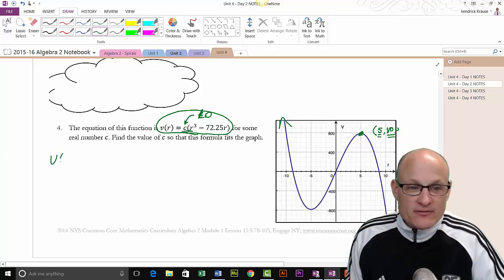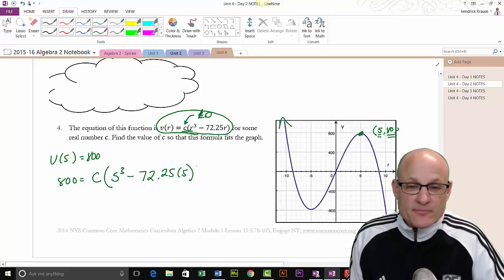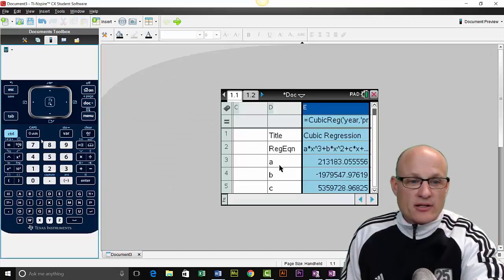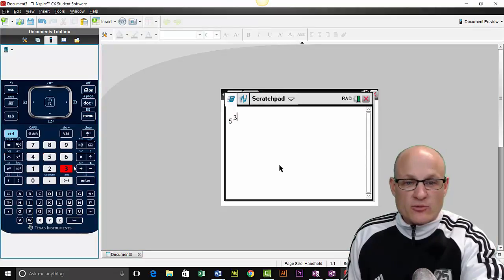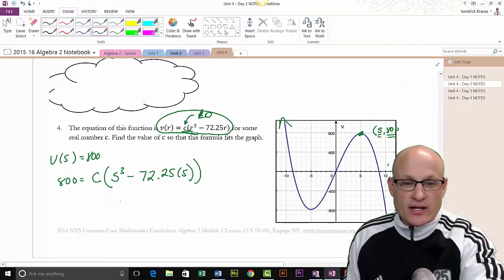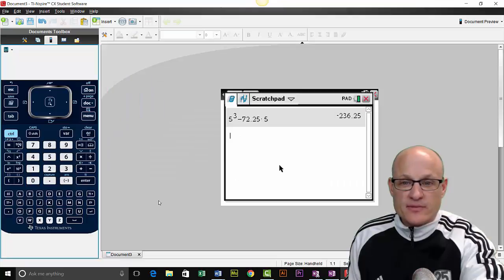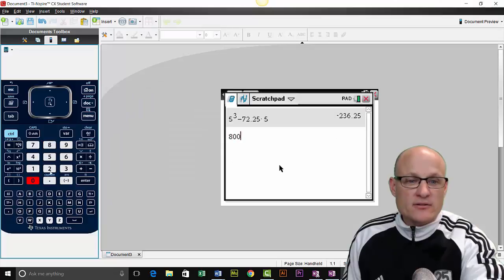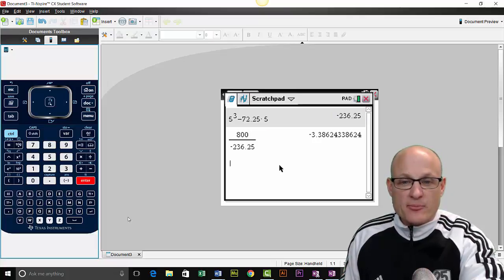So my V of 5 is equal to 800, or 800 is equal to C times 5 cubed minus 72.25 times 5. So I want to figure out what that is. I'm going to go to my calculator. 5 cubed, that's 125, minus 72.25 times 5 equals negative 236.25. So 800 is equal to C times negative 236.25. Now I want to take 800 and divide it by this answer, and I get negative 3.386.